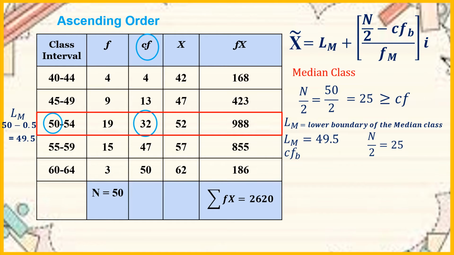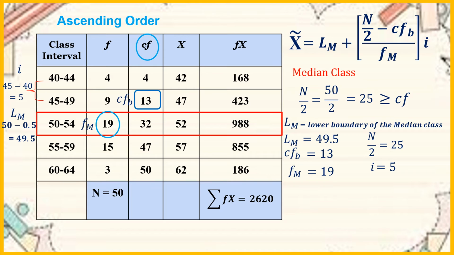This is ascending order, so it means that it is 13. Okay? This is the cumulative frequency below the median class. And then we are going to determine the frequency of the median class, which is 19. And then we are going to determine the class size. To determine the class size, we are going to subtract 45 minus 40, any of the two class intervals. I use the first two class intervals. So 45 minus 40 is equal to 5. That is your class size or class width.